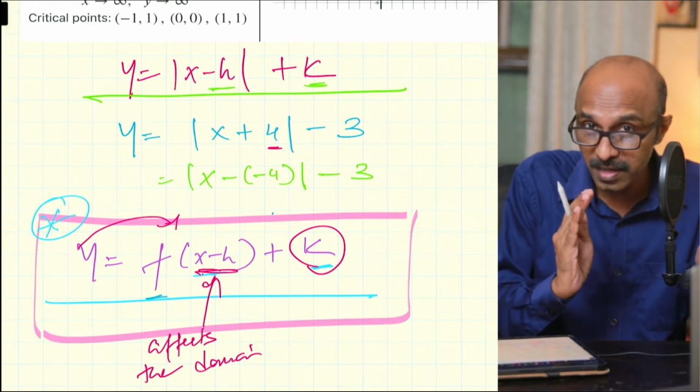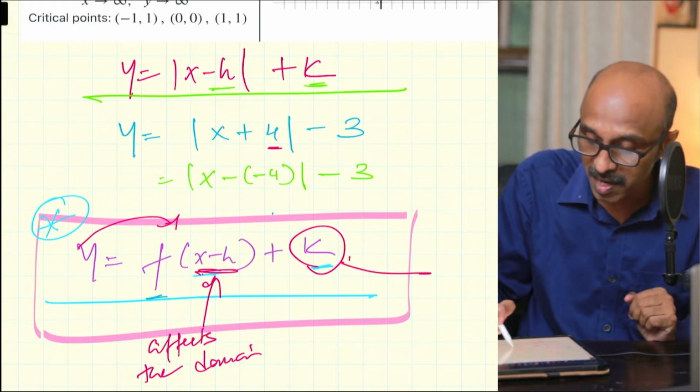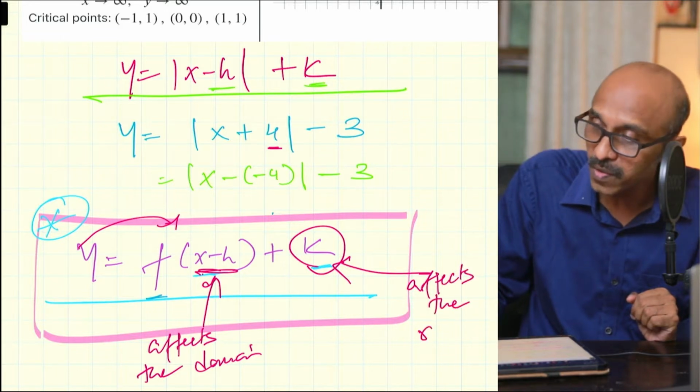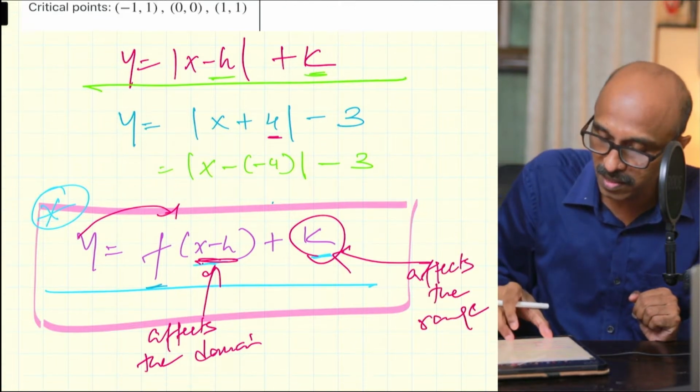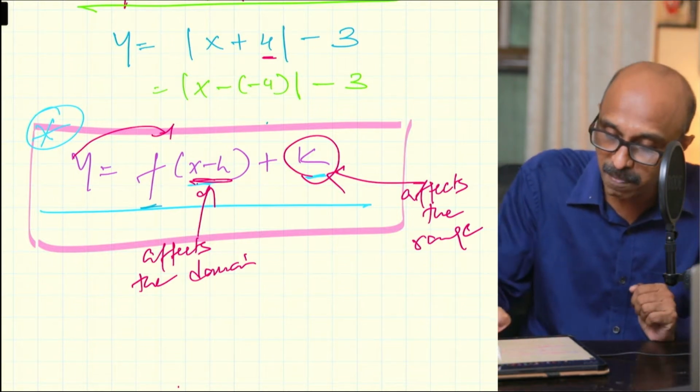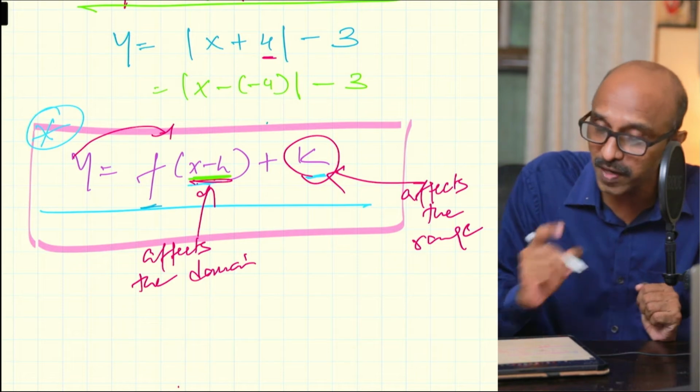So it's f and k. So this term affects the range. Is this clear and visible for everyone? Okay, so x minus h is inside the bracket. It's going to affect the domain of the function.